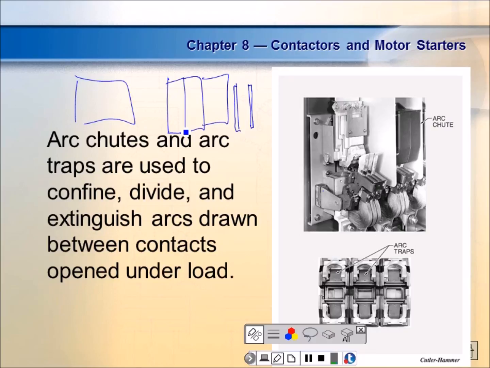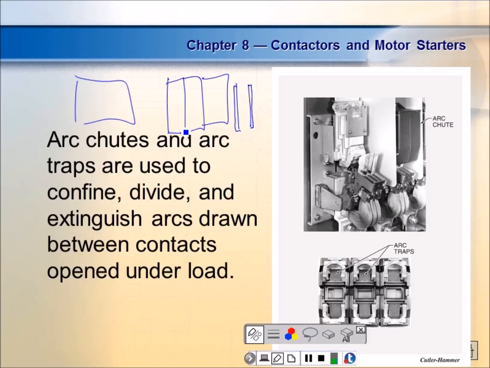Okay? And what we're doing with an arc chute is we're isolating each one of the contacts. So when this contact opens, it's going to suck air through this contact, but any turbulence in this contact is not going to affect the air in the other one, right? So it makes it easier to extinguish the arc if we enclose these contacts within arc chutes.